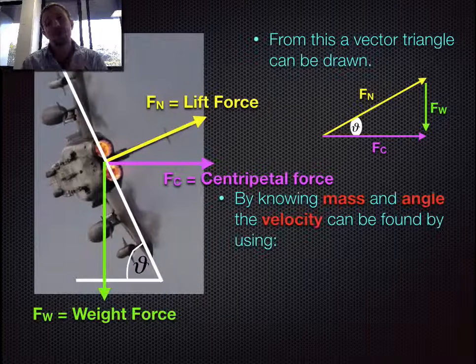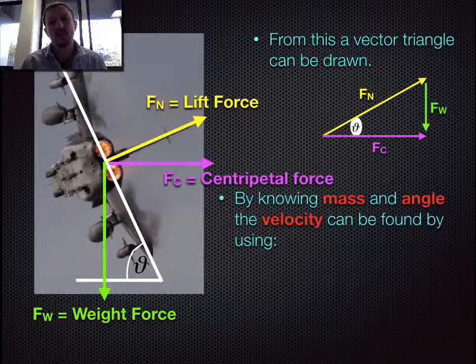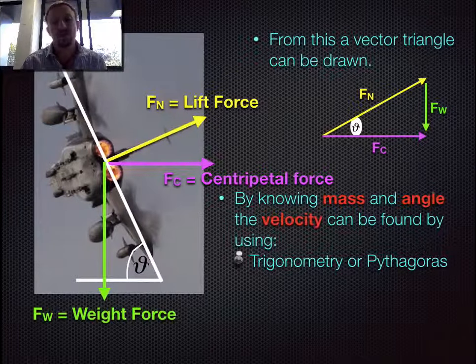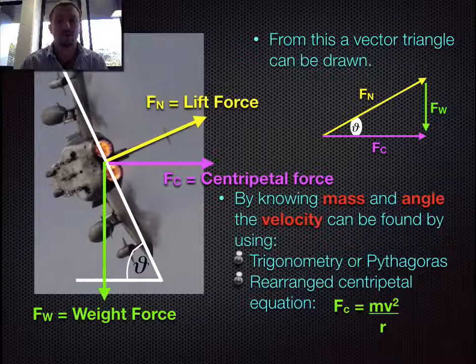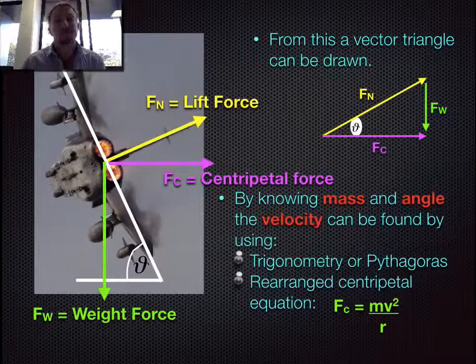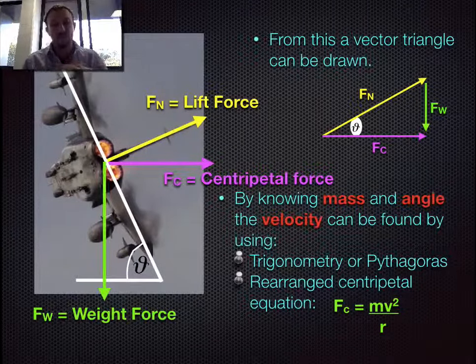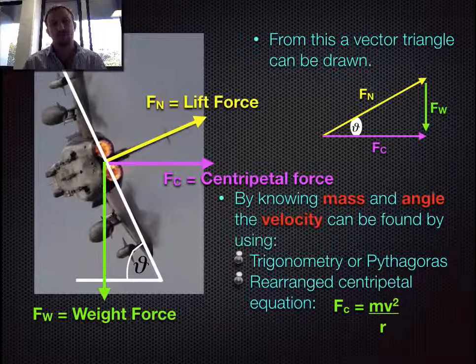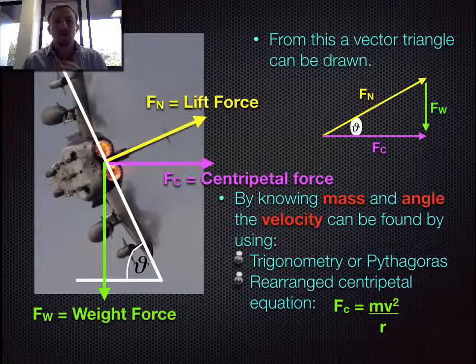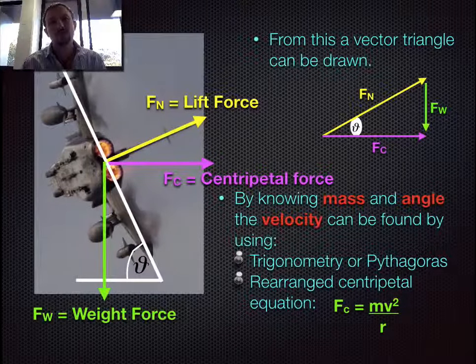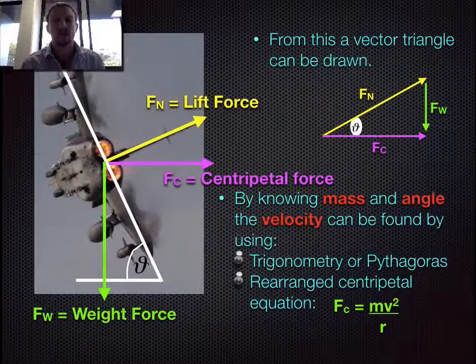So once we know these forces, we can then use mass and angle to calculate the velocity using not only trigonometry or Pythagoras, but also the centripetal equation once it's been rearranged. So we can basically work out where our forces are applying on an object, convert them into a vector triangle, solve the vector triangle, and then use these forces to actually calculate a variety of unknowns which we might have.